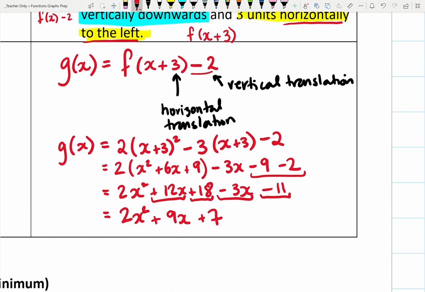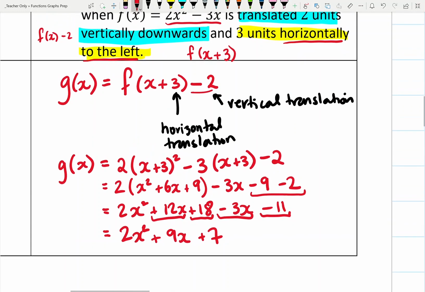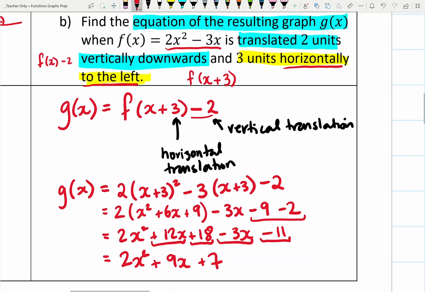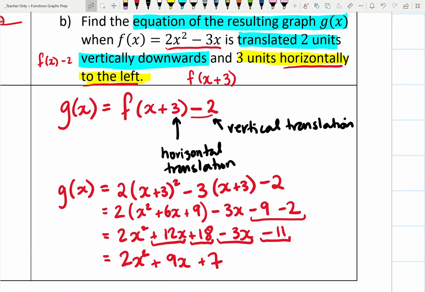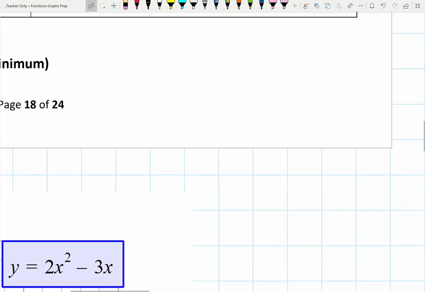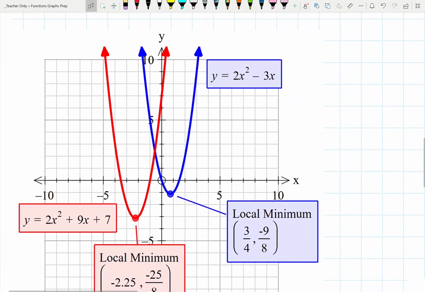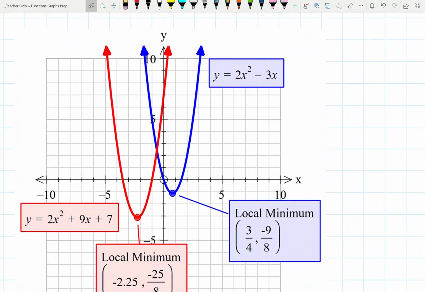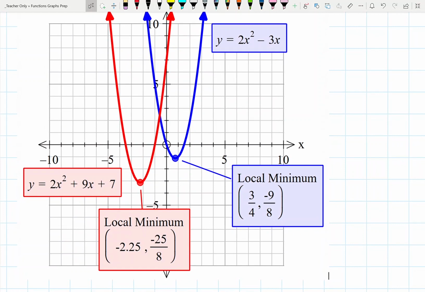In the situation where you've got a calculator, a really easy way to check whether you've actually done this translation correctly is to plot both graphs and see what the translation looks like graphically. I've done that here. The blue one is 2x squared minus 3x, and the red one is 2x squared plus 9x plus 7. We've got these inconveniently located minimum points, but what I've got is the coordinates of the minimum.